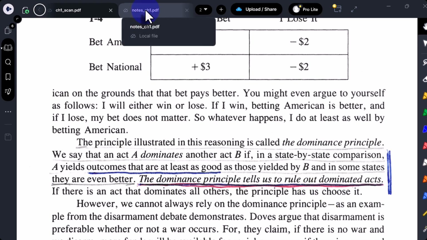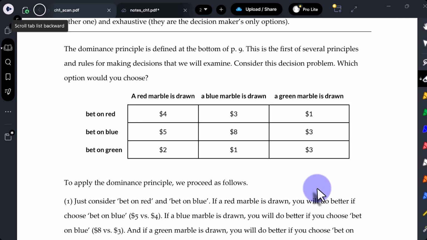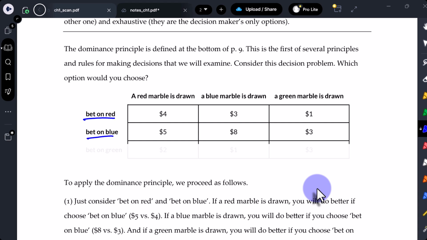Okay, so let's look at an example. So this is the notes. When we're using the dominance principle, we want to just consider two options at a time. So right now, we'll look at bet on red and bet on blue. Ignore bet on green. What we're going to do is compare the outcome for each state for these two options. So first, we'll look at the outcomes if a red marble is drawn.